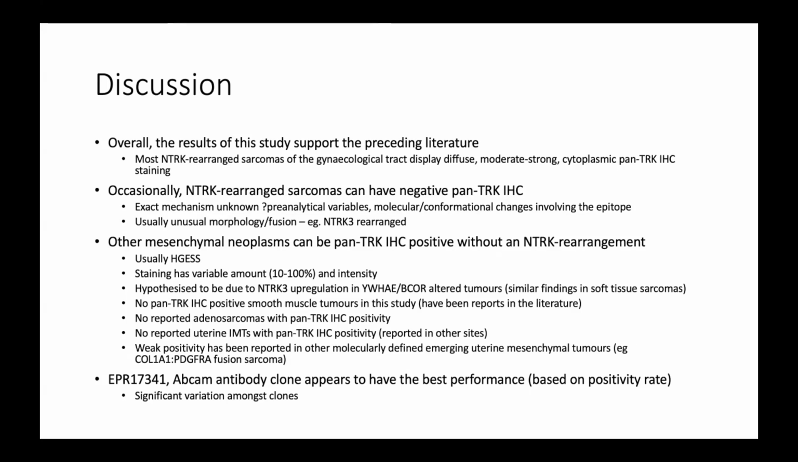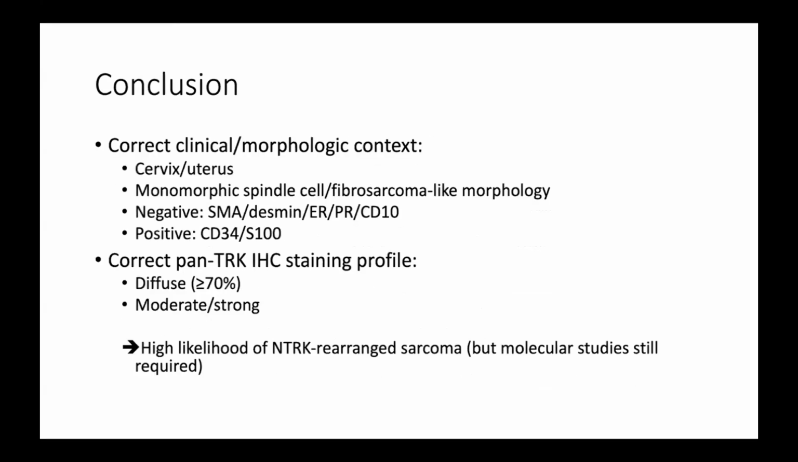But significant variation does exist amongst the clones, and not every study states which clone they use, so it can be a bit hard to compare between studies. So their conclusion was that in the correct clinical and morphological context, so the right location, the right morphology, and the right other staining profile, and then with the correct pan-Trk staining profile of being diffuse and moderate to strong, it's very likely that you've got an NTRK rearranged sarcoma, but molecular studies are still required.